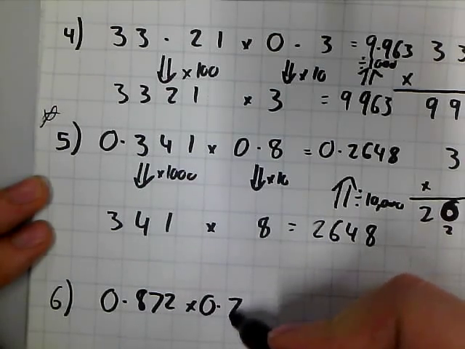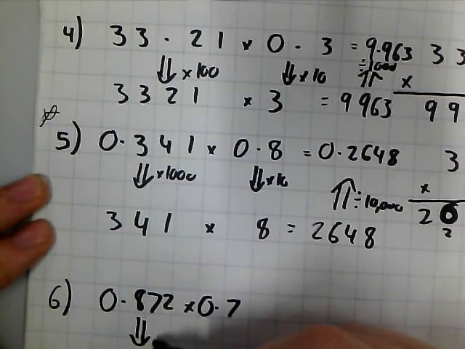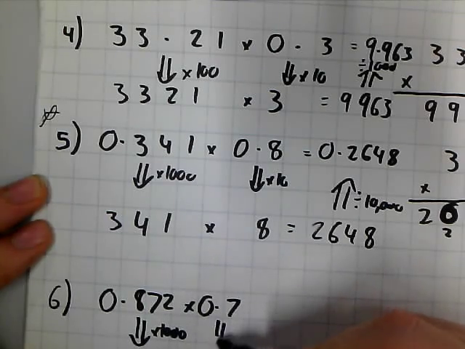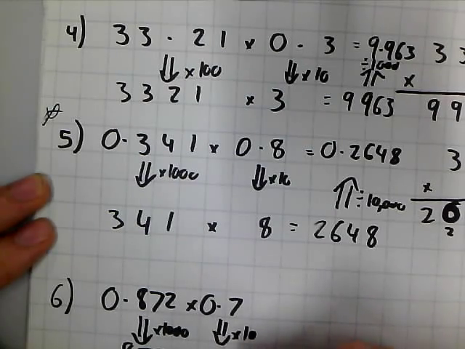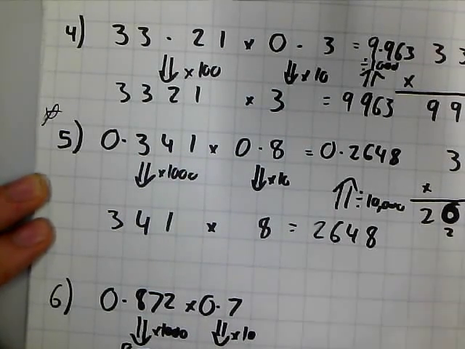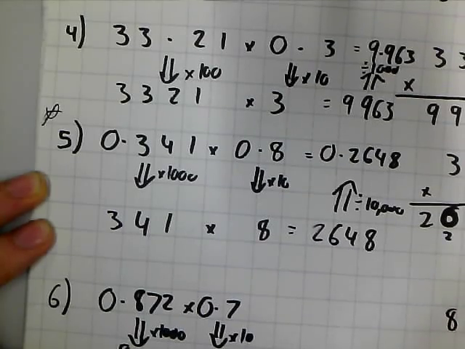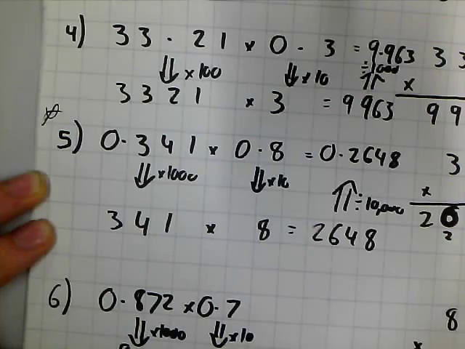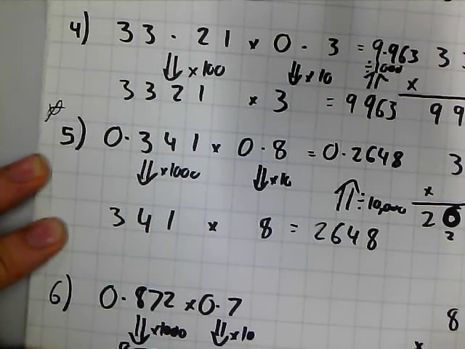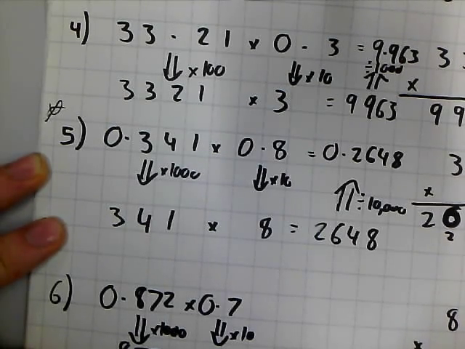0.872 times by 0.7. So I'm going to multiply this by 1,000 and that by 10. So I've got 872 times by 7. On the side here, 872 times by 7. So 7 times 2 is 14, carry the 1. 7 times 7 is 49, plus the 1, 50. And 7 eights are 56, plus the 5, so that is 61.